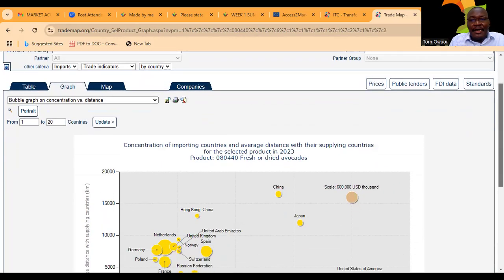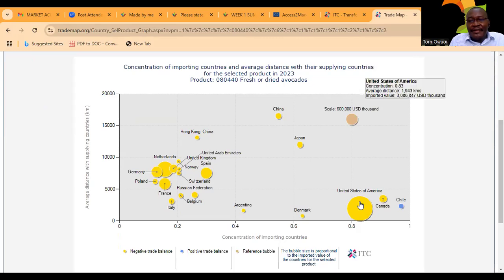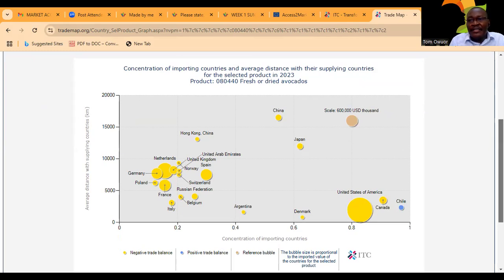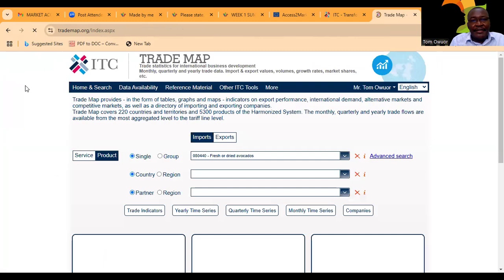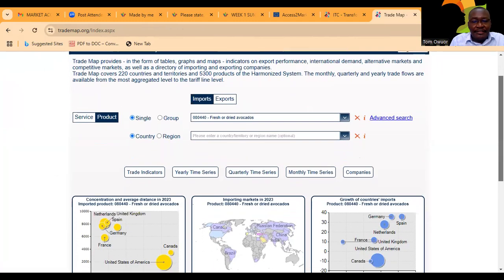Now, clicking on this map, you get to understand that the United Kingdom is one of the biggest buyers of avocados globally. Of course, Canada buys, Chile, Denmark, Japan, and then across here, we've got quite a number of countries that are buying avocados globally. Then let me go back to the home search again. We are still on avocados.